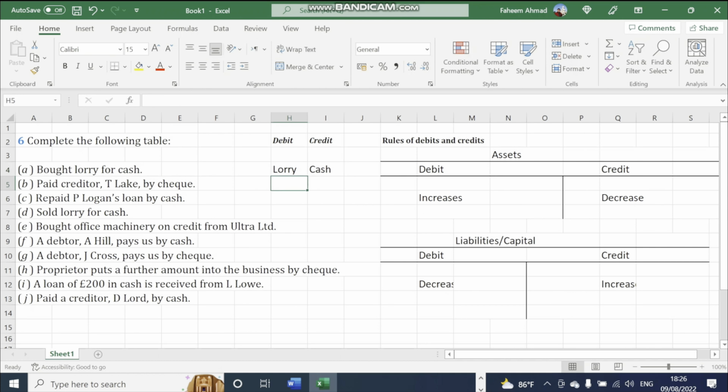B. Paid creditor T Lake by check. So first of all, when we paid off creditor, creditor balance is decreasing, which means liability is decreasing. Liability decreases debit. So here payable or creditor will be debited. Paid a creditor by check. So check means asset. Check means bank. So bank decreases credit.